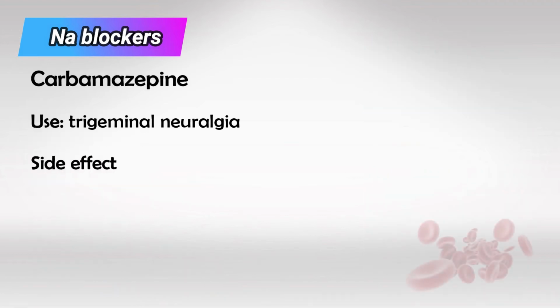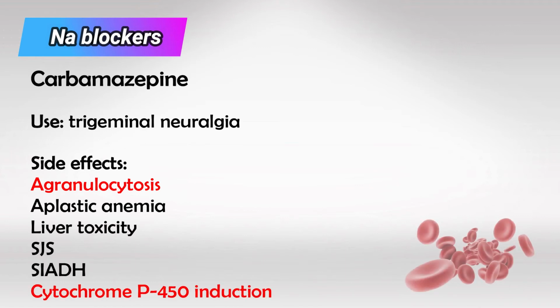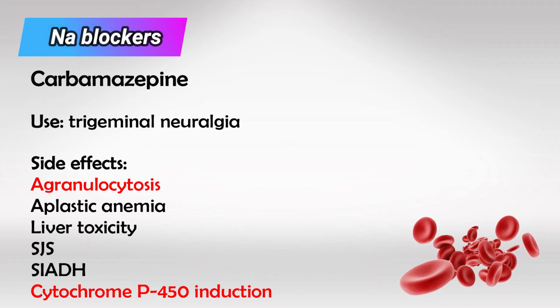The other sodium channel blocker we have is carbamazepine, and this is the first line in treating trigeminal neuralgia. The side effects include agranulocytosis, which is very important to memorize, aplastic anemia, liver toxicity, Stevens-Johnson syndrome, syndrome of inappropriate ADH, and the induction of cytochrome P450.